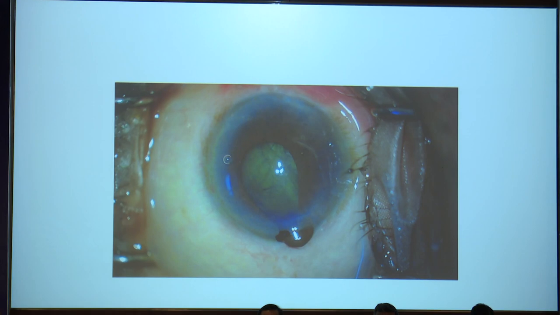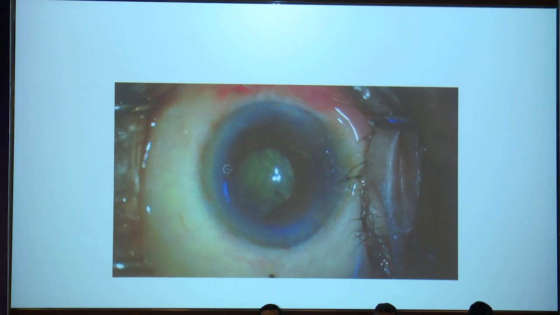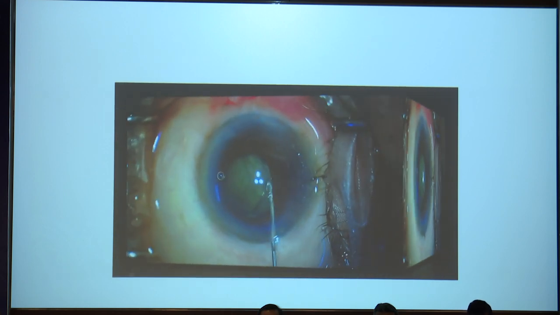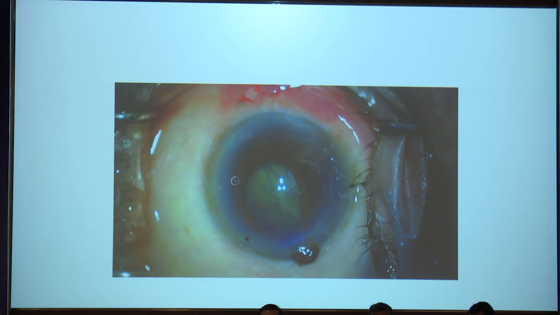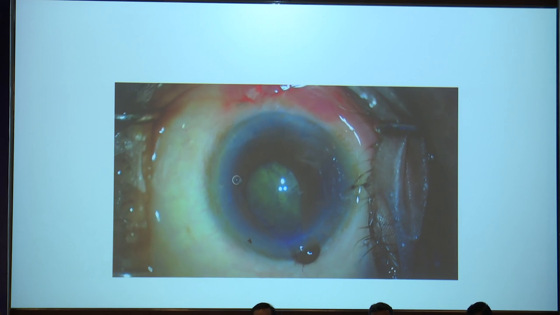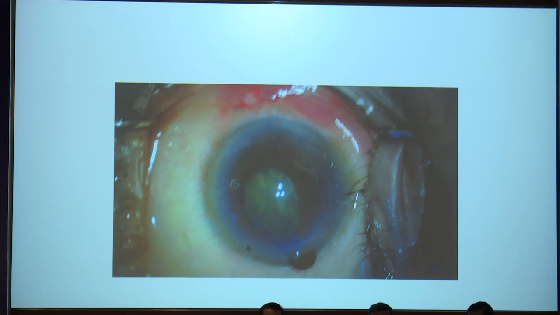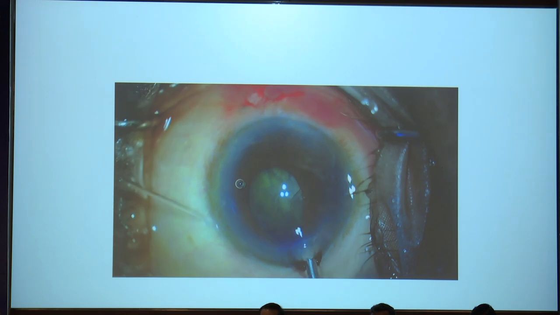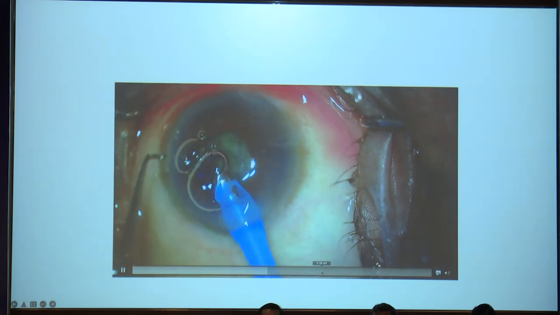This is another case where iris prolapse has occurred. Here I'm pushing the iris inside. This is a case where there's an iris degeneration. And then I'm doing a hydrodissection. I haven't decompressed the sac much, so the iris comes out again. Since there's an iris degeneration, you can appreciate that the iris is coming out again and again. Because of the time, I'll just skip on.